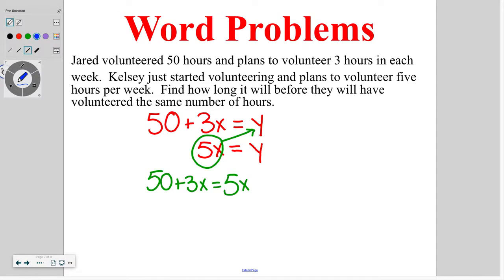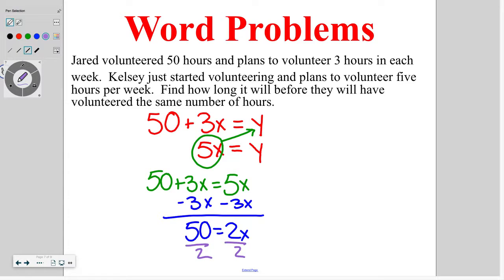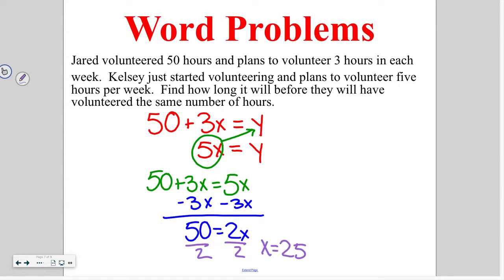Because we've got variables on both sides, I'm going to move my variable over to the other side. And that's going to give me 50 is equal to 2x. Solving, I'm going to divide both sides by 2, which gives me x is equal to 25. So now we need to plug that back in. So I'm going to plug that into our second equation and say 5 times 25 is equal to y, which gives me 125 is equal to y.